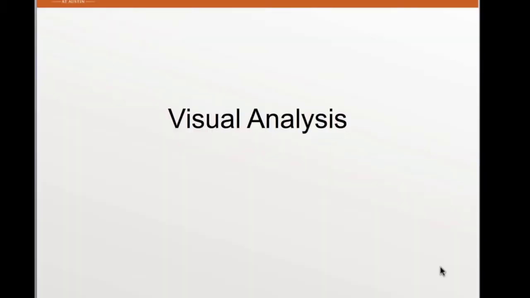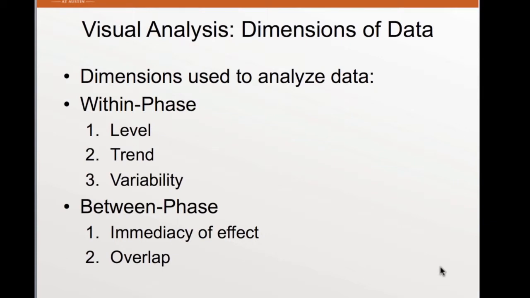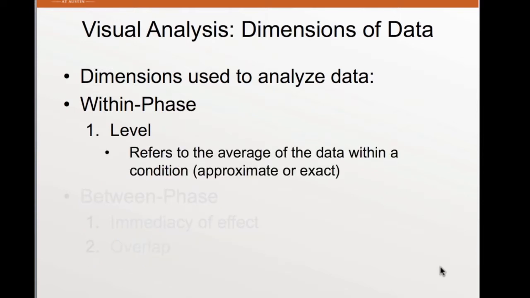When we conduct visual analysis, there are several dimensions that we look at as we evaluate the data as they come in, either while we execute the study or post hoc after the study is complete. And these dimensions fall within phase and between phase. When we're looking within phase, the first dimension is the level of the data, or the level of the data path. And this refers to the average of the data within a condition.